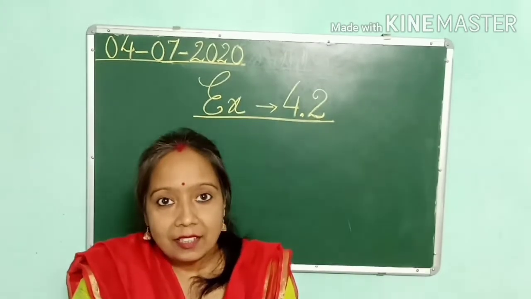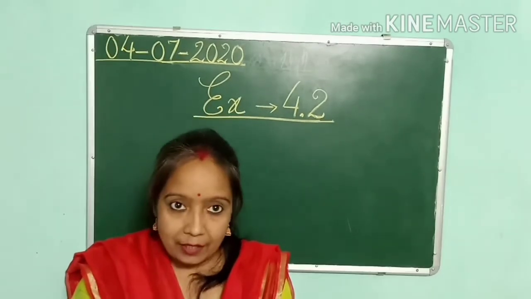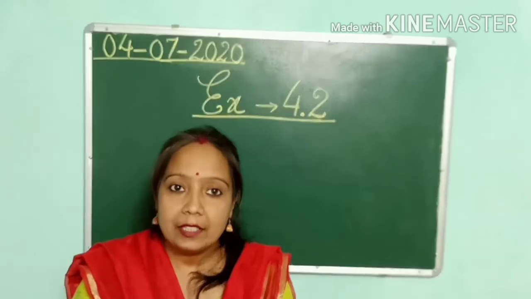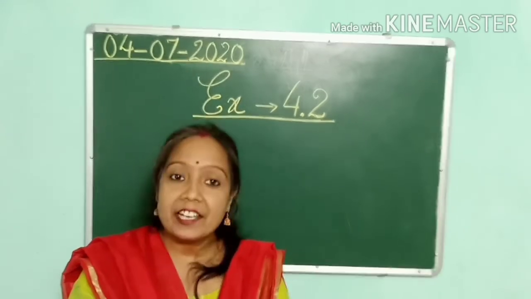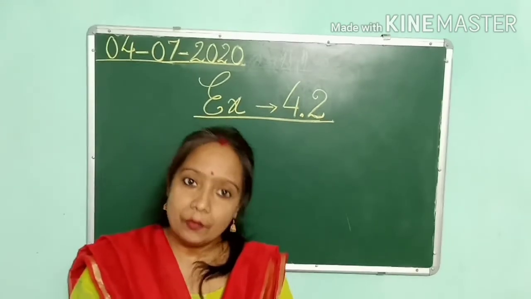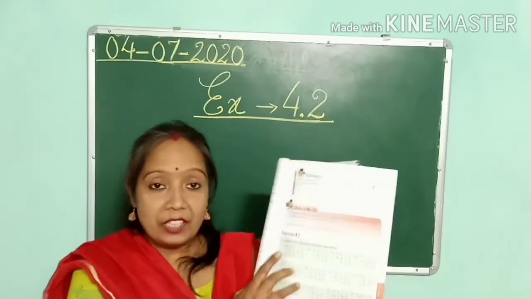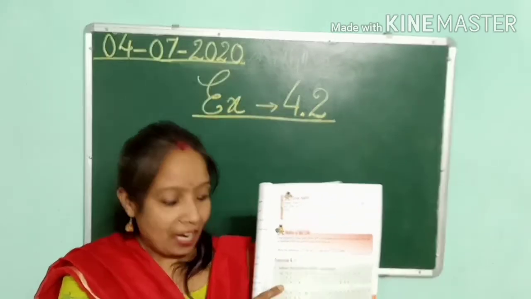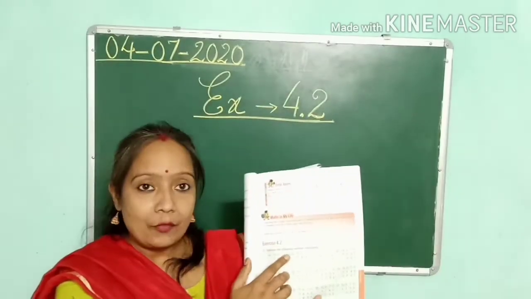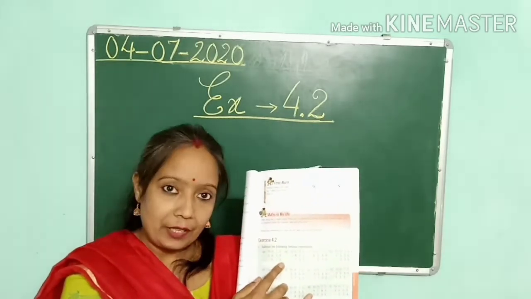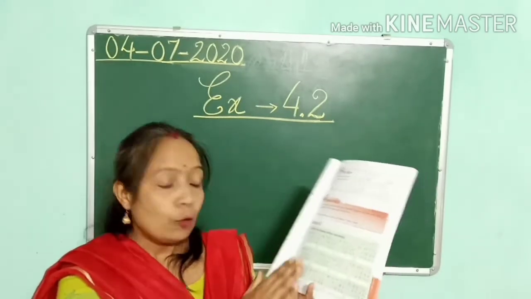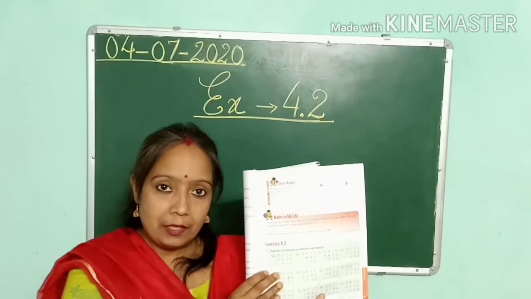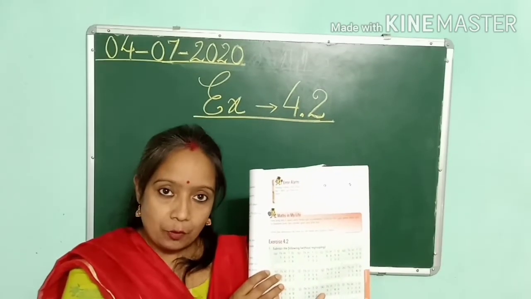In our last class, children, we started what? Exercise 4.2. And I explained you question number 1. In question number 1, children, we have done subtract the following without regrouping. Okay? So, these questions were very simple. I hope all of you have done it in the book.